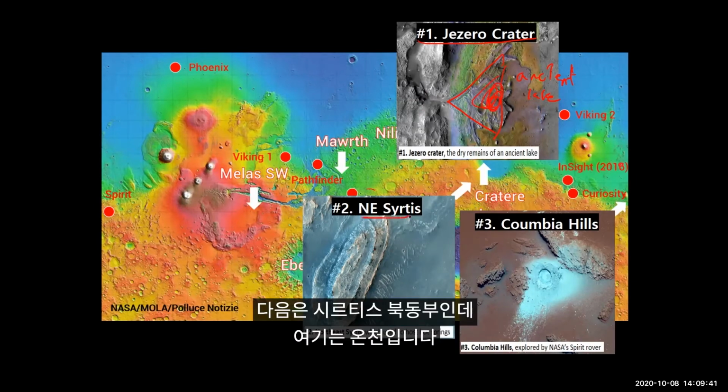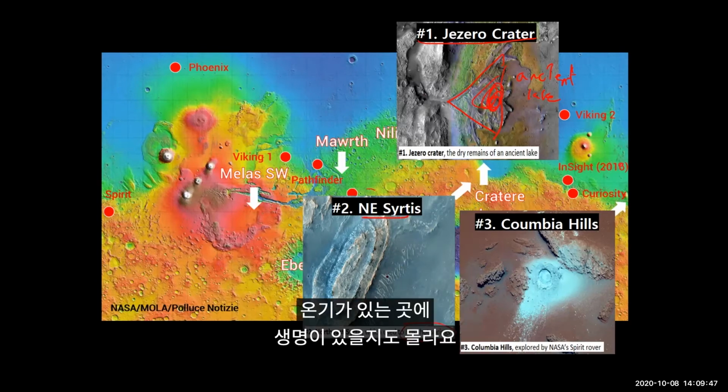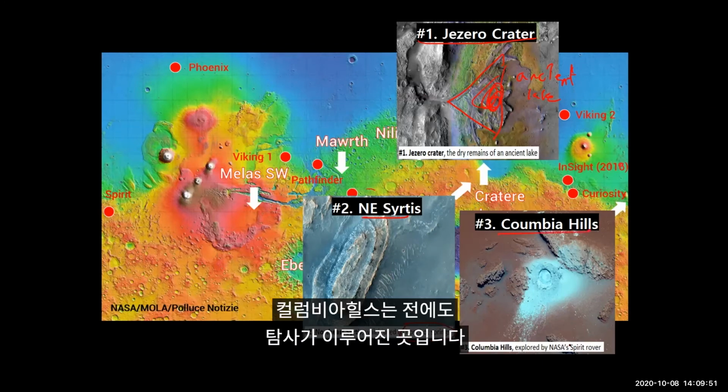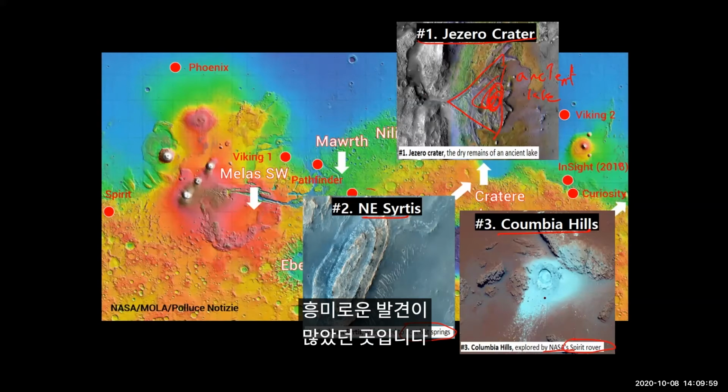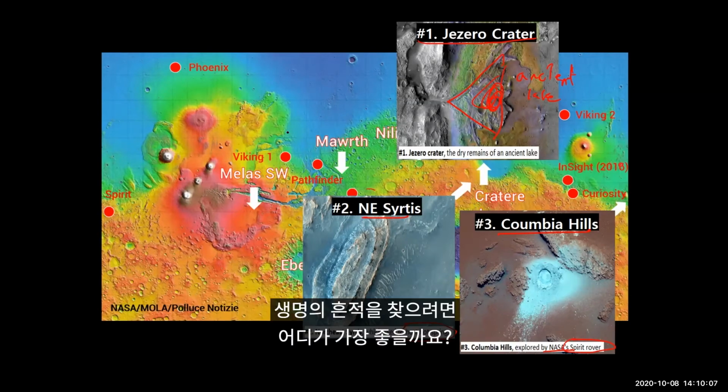And then Northeast Syrtis, this is a hot spring. So a hot spring means, Mars is cold, then the warmth could host life. Columbia Hills is the site visited by the previous mission by the Spirit rover, and we found a lot of interesting things here. So these were the 3 candidate sites. What do you think is the perfect landing site for Mars 2020? Where should we stand so that we could find the evidence of life?